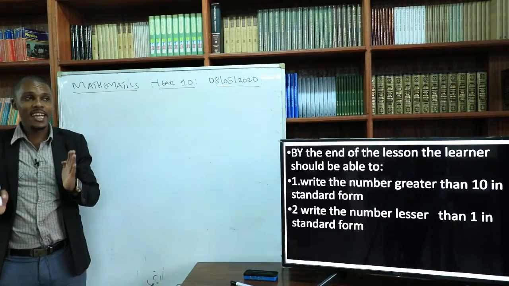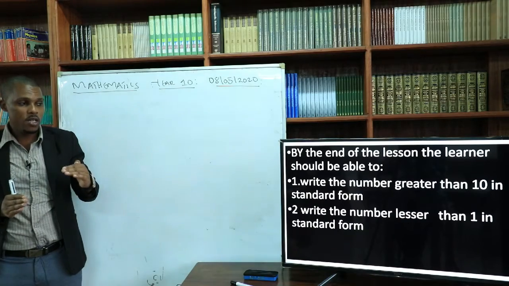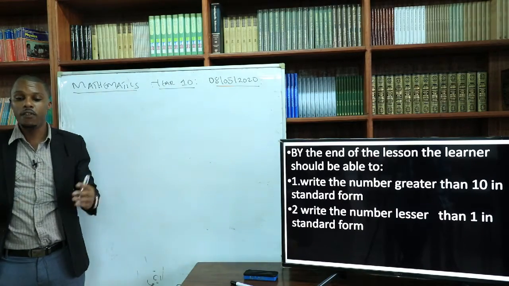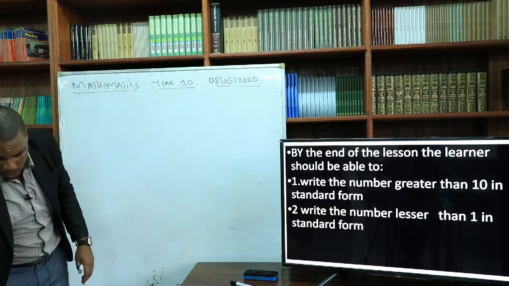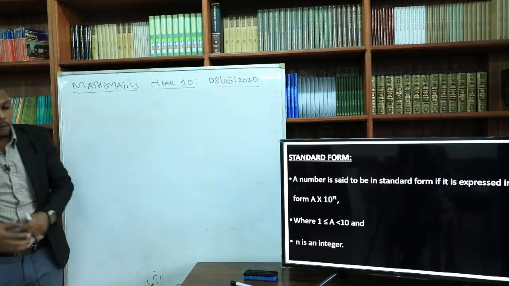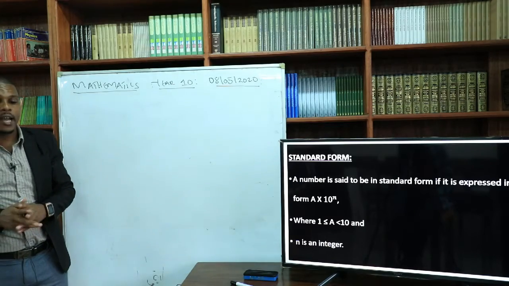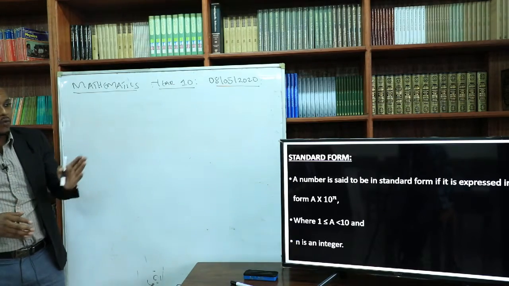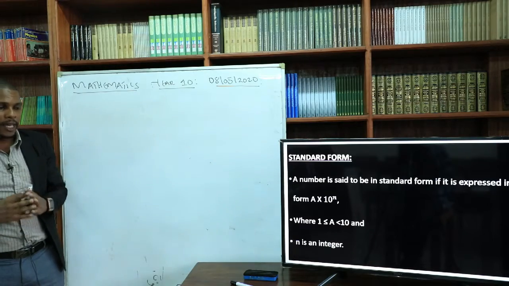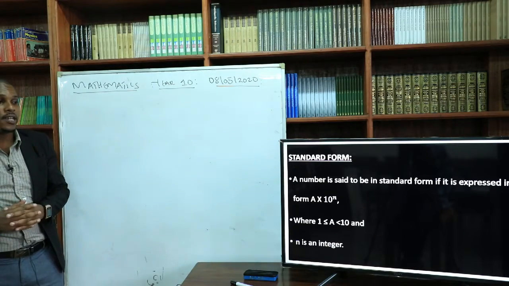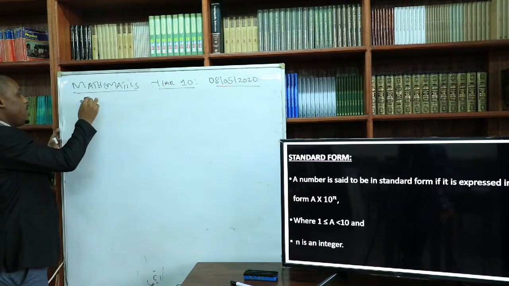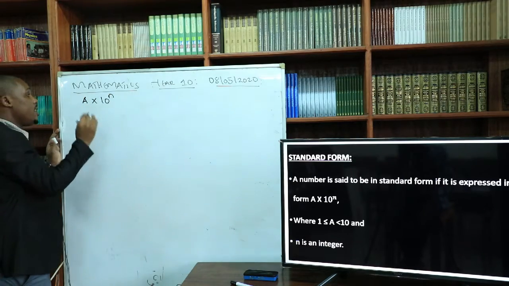So the technicality is the one that you had used when we are writing a number that is greater than 10 into standard form. First of all, just to remind you, what did we say about the standard form? We agreed that a number is said to be in standard form if it is expressed in the form of a times 10 to power n. That is the concept which I'm going to emphasize.